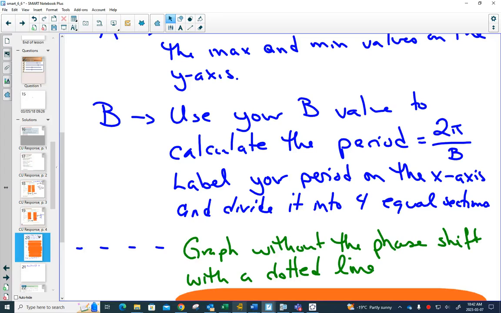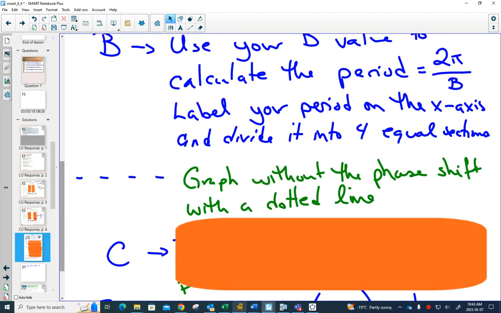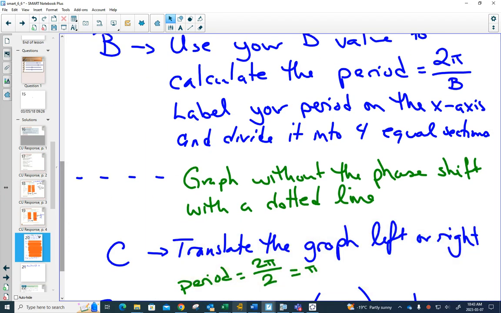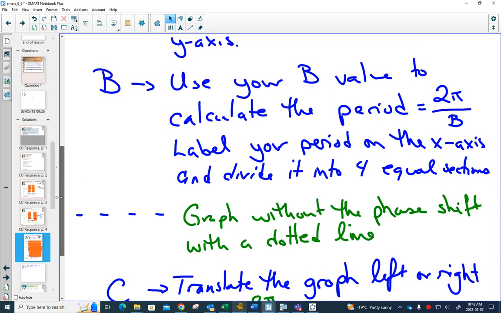In DAB-C, we're going to temporarily draw the graph without a phase shift, and that will make drawing the graph with a phase shift easier, which is the last letter. The C value is your phase shift. The last thing you're going to do is translate your graph either left or right.